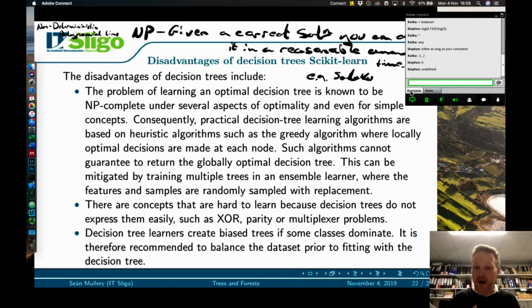Decision tree learners create biased trees if some classes dominate. You can see how in the previous case I had slightly more of one class than another. If you have more of one class than another, you end up with a tree that's biased towards that class because there are more data points for it to work with. So it's recommended to balance the data set prior to fitting the decision tree, and that generally goes for nearly all classification mechanisms. The simplest way is to remove enough samples from the bigger class until you end up with an equal amount of all the other classes. You should really do that. Again, in your assignment, you should be doing that as well.